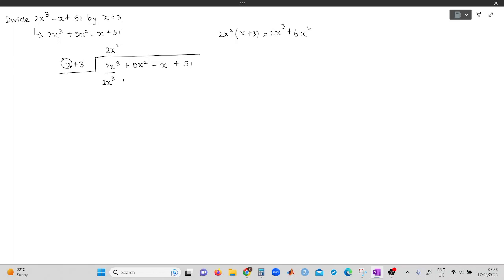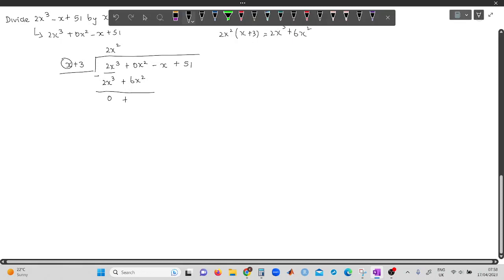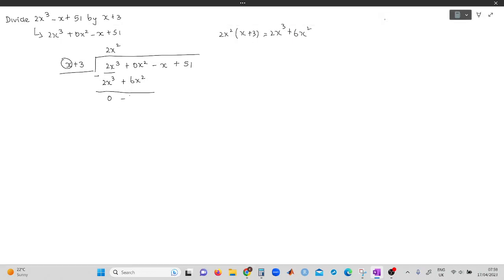So I will get 2x cubed plus 6x squared. Now I have to subtract to find the remainder. So 2x squared minus 2x squared gives me 0. 0x squared minus 6x squared gives me minus 6x squared. So it's minus 6x squared here. I will bring down the minus x and then I will redivide.